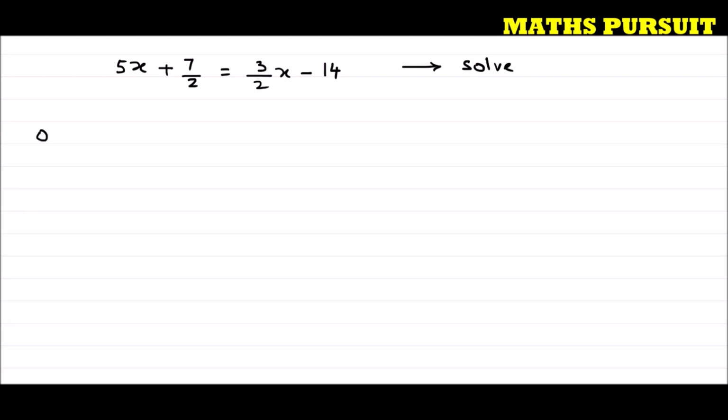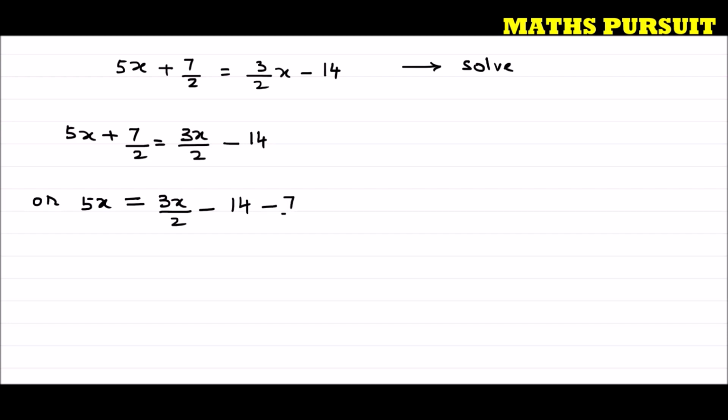So we can write the equation like 5x plus 7 upon 2 is equal to 3 upon 2x, that means 3x by 2, 3 into x is 3x divided by 2, minus 14. Or I can write 5x is equal to 3x divided by 2 minus 14 minus 7 divided by 2.